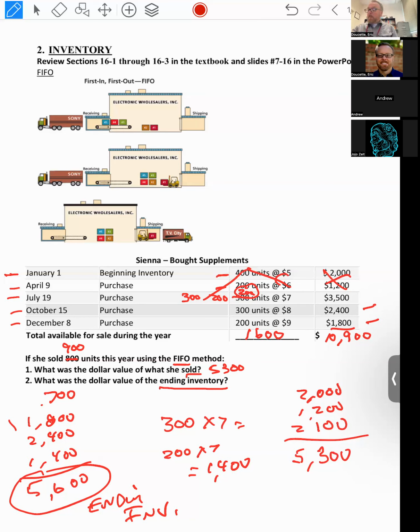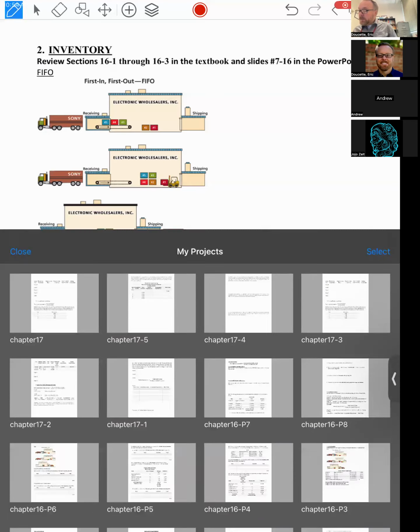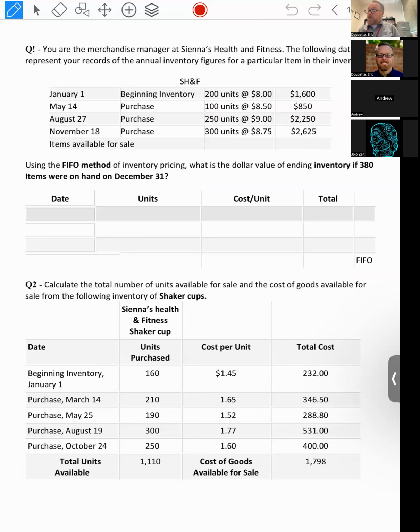Any questions? Okay. So we're going to go to the next page. We're going to figure out another one. So if you are the merchandise manager at Sienna Health and Fitness, the following data represents your records for the annual inventory figure for a particular item in inventory. Didn't tell us which one. It's asking us how many did we have for sale, and then what is the total dollar value. So if you add all that up, it comes out to 850, and then you add all that up, it comes out to $7,325. So there is my total available for sale.